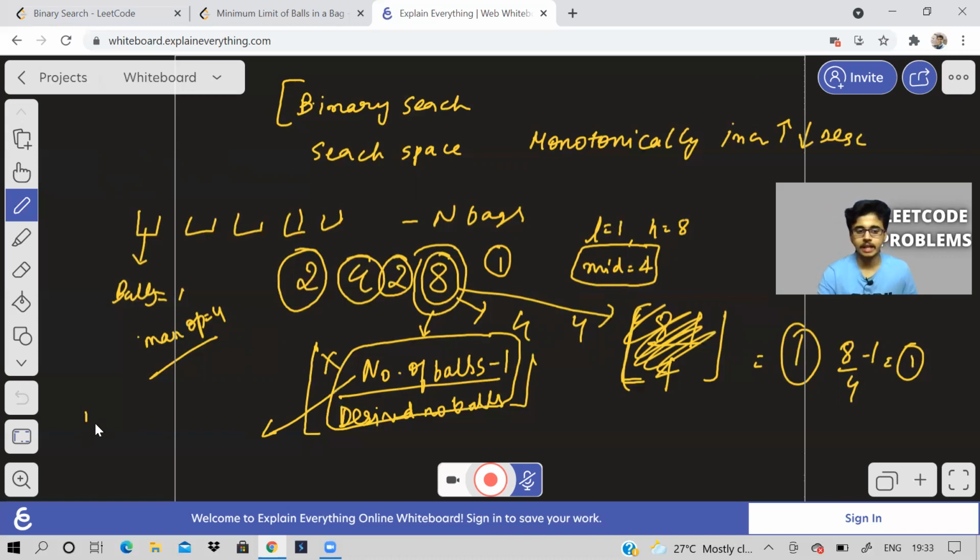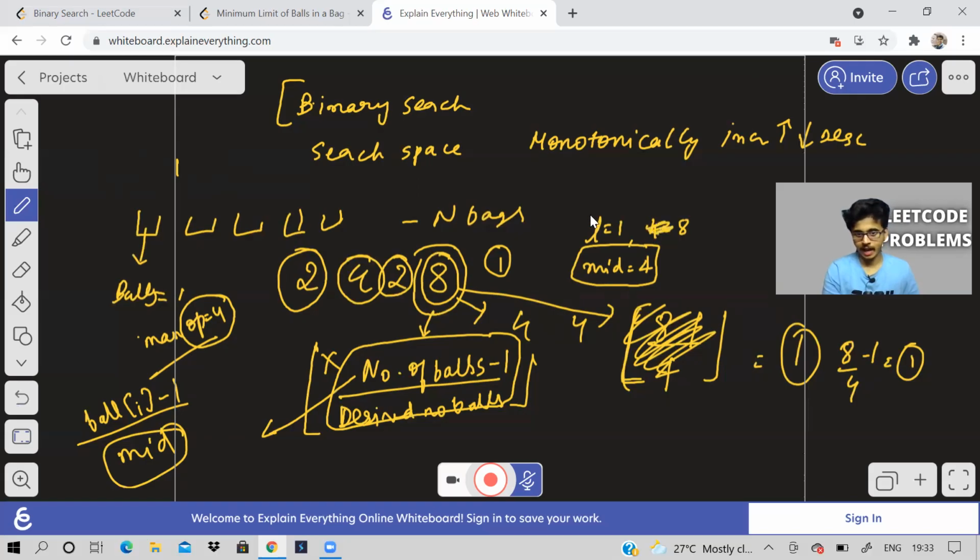So basically, if array is suppose ball of I minus 1 divided by mid. Here mid will be desired number of balls. That means at most that much only should be there. It can't exceed that. So as you can see here, in this case, how many operations I'm doing? 1. And 1 is not exceeding 4, which means I can check on the left side.